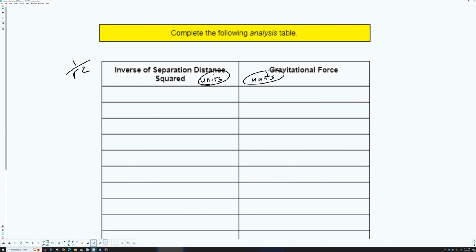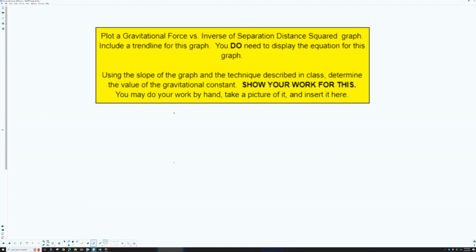The gravitational force isn't going to change. It's the same as the second column was in your first table, right? It's just your first column that is going to change. It's not r anymore. It's 1 over r squared. And then you're going to plot a new graph of force versus 1 over r squared. Watch the units there again, especially for the 1 over r squared. Those are tricky.